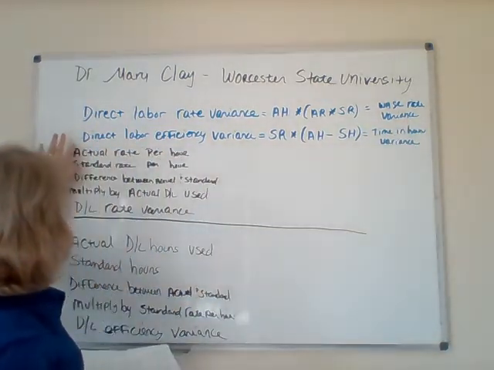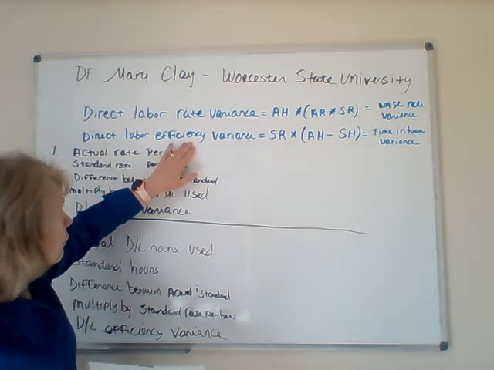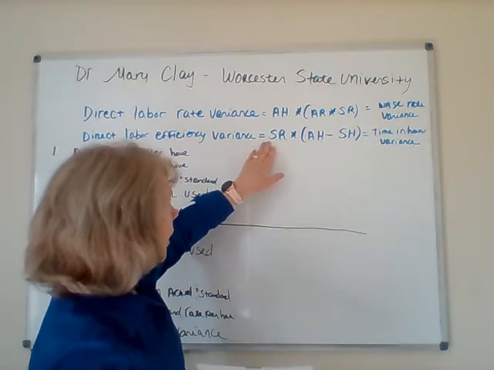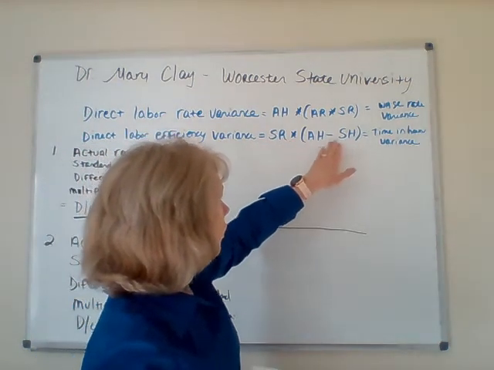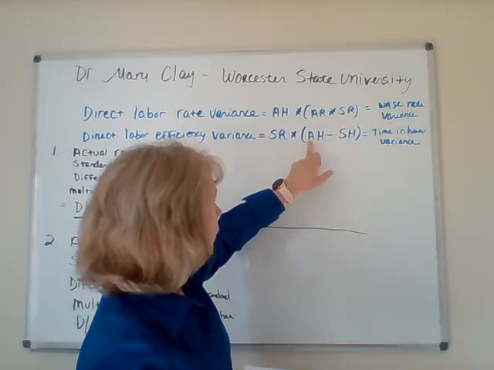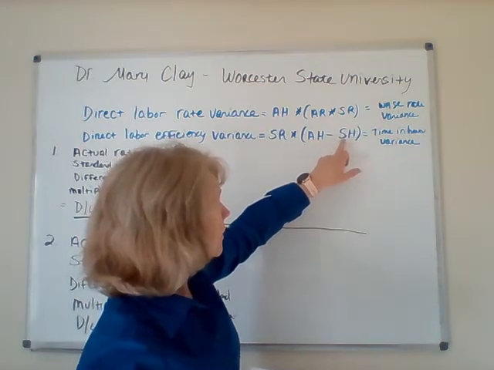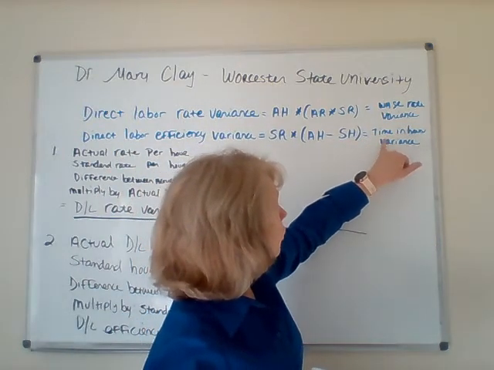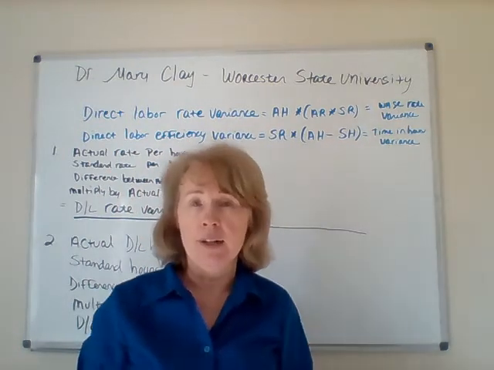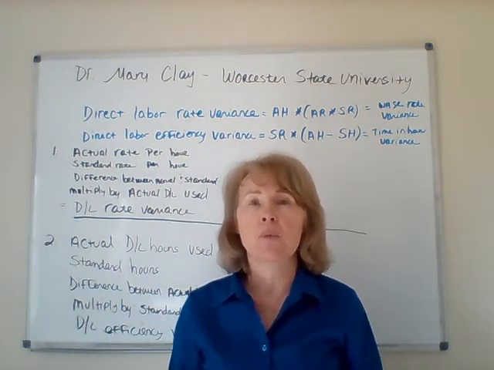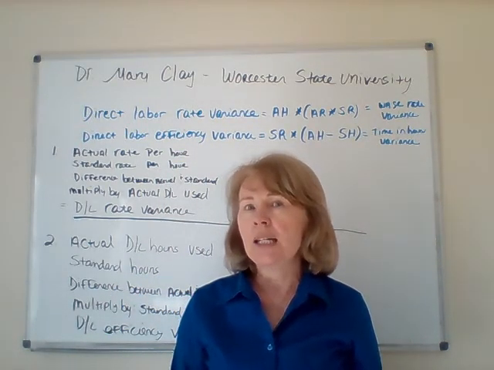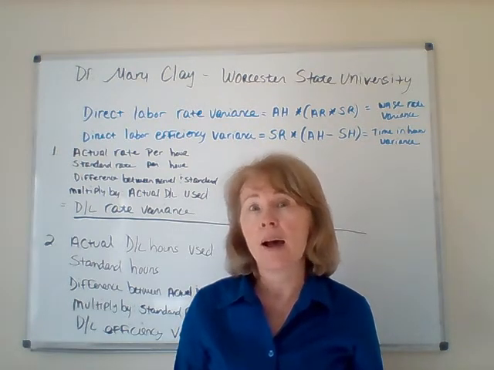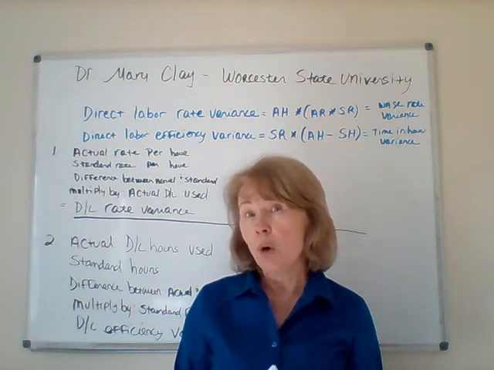The next variance is the direct labor efficiency variance. This is derived by taking the standard rate multiplied by, order of operations, what's inside the parentheses first, actual hours minus standard hours. We'll always do this first, and that will give you your time in hours variance. Again, managers can look to see, we had estimated that our workers would work so many hours, but in actuality, maybe they worked more or less.